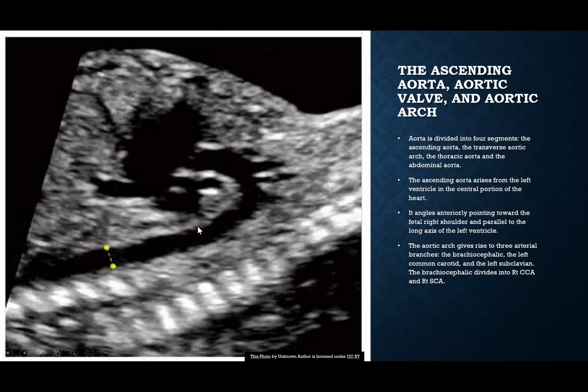Here's the aorta coming off the central portion of the heart. So the aorta is divided into 4 segments: the ascending aorta, the transverse aorta, the thoracic aorta, and the abdominal aorta. And the ascending aorta arises from the left ventricle in the central portion. It angles anteriorly, pointing towards the fetal right shoulder. And we always like to see these little branches. If you remember from your anatomy, they are the brachiocephalic, left common carotid, and left subclavian.